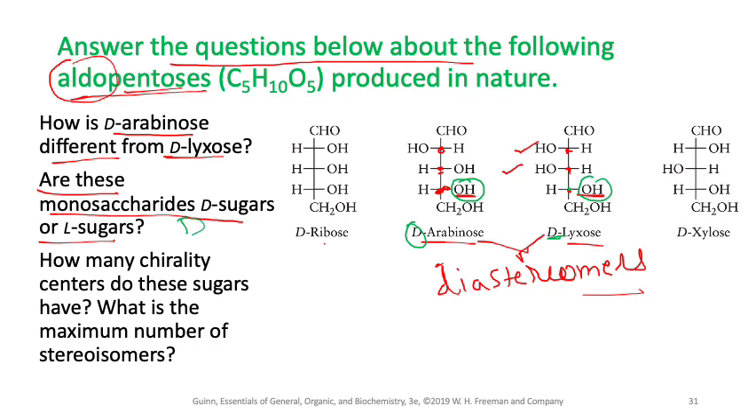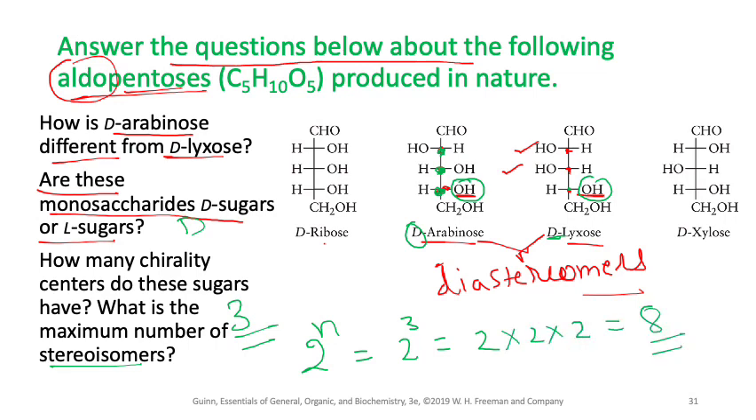How many chiral centers do these sugars have? So how many chiral centers? 1, 2, 3. So they have 3 chiral centers. What is the maximum number of stereoisomers? If you can remember, it's 2 raised to the power n, that is 2 raised to the power 3, so 2 times 2 times 2, that is 8. So you can have 8 stereoisomers, right?